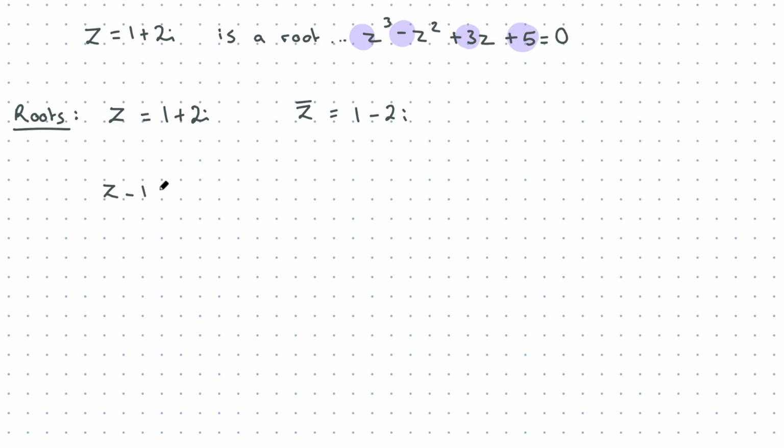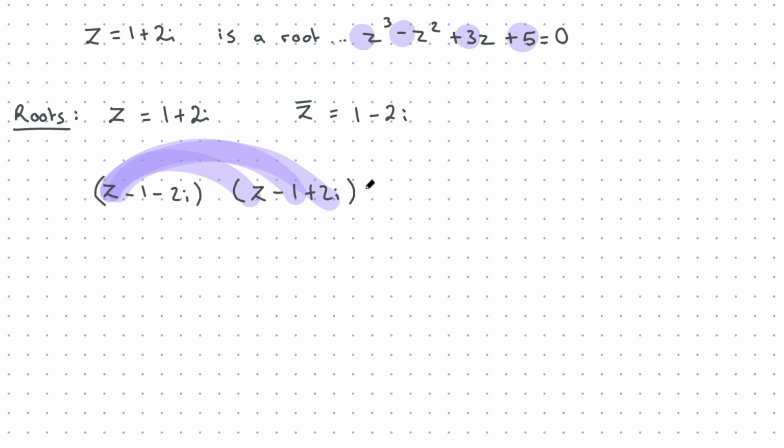So it's going to be z minus 1 minus 2i in one bracket. In the other bracket, I'm going to have z, it is z bar, but we can write it as z, minus 1 plus 2i. And then be careful, multiply those out. So take your time while you do it. z by z, z by minus 1, and then z by plus 2.